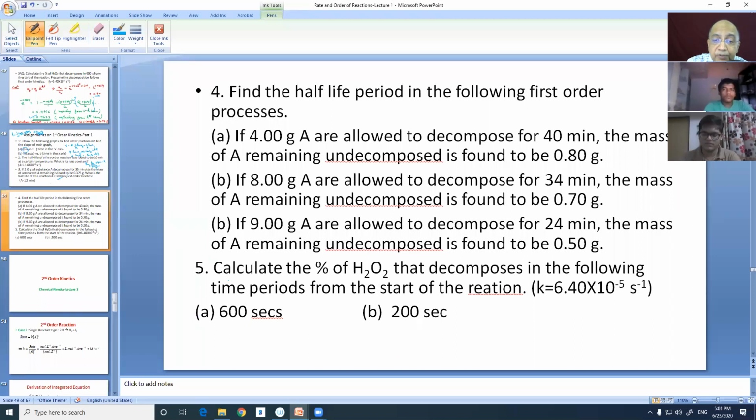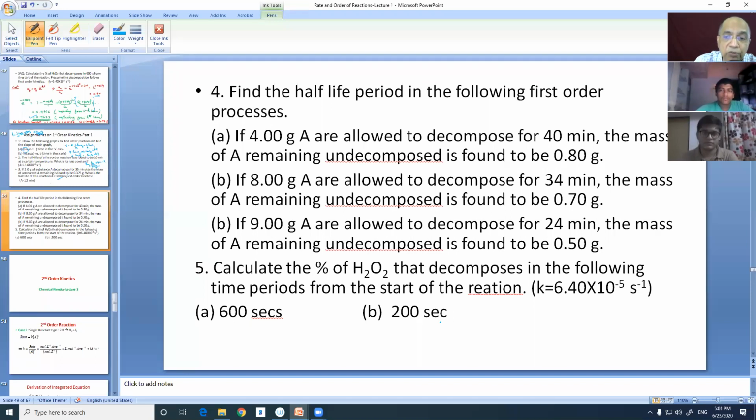Supposing question number 5, calculate the percentage of this. I have not given you 4 and 5. Calculate the percentage of hydrogen peroxide that decomposes, meaning what fraction is complete in the following time periods: 600 seconds, 200 seconds. So you do it by the E method, directly find AT by A0 is equal to E to the power minus KT. K is given, or if the half-life period is given, you can find K. T is given, 600 seconds or 200 seconds.